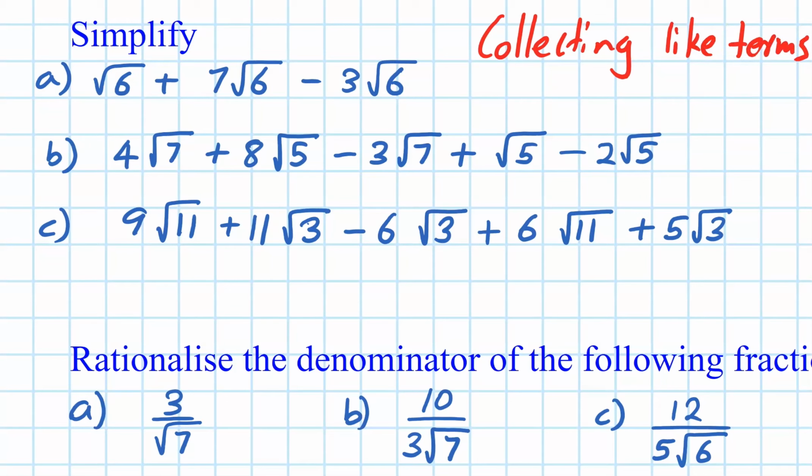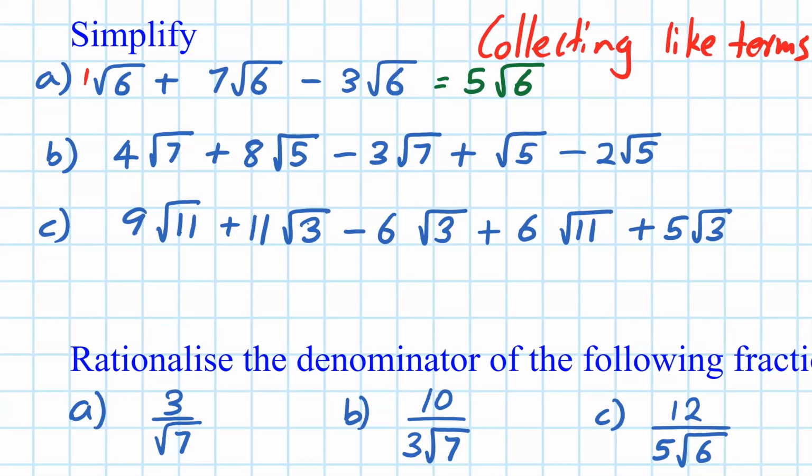Collecting like terms, here we have 1 root 6, here I have 7, altogether 8. And then I have to take away 3. What is 8 take away 3? Well, that's 5. 5 what? 5 of root 6's. So I'm left with 5 root 6.